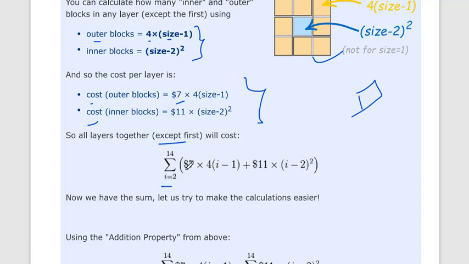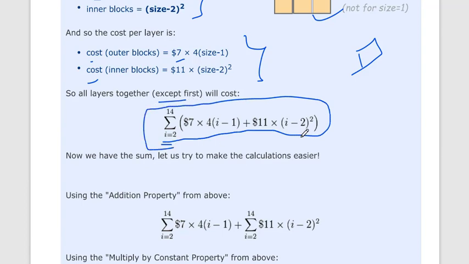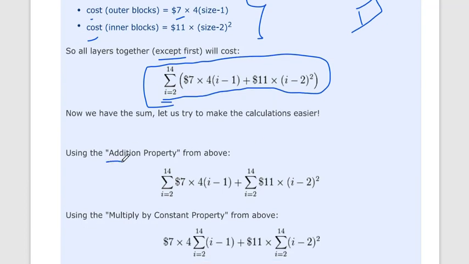Okay, $7 into 4i minus 1 plus $11 into (i minus 2) whole square. Okay, now let's apply some properties so the calculation will become much easier. We can apply the addition property, and we separate out both the terms.